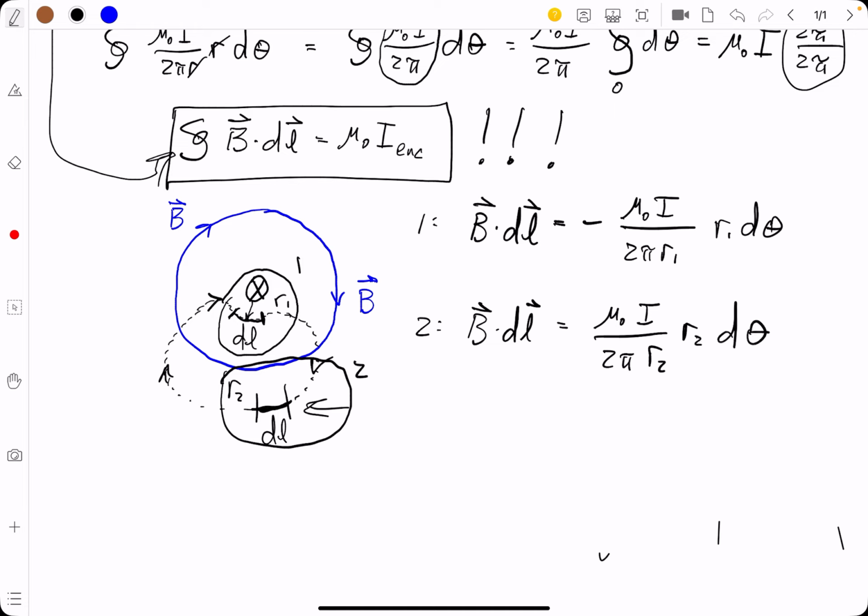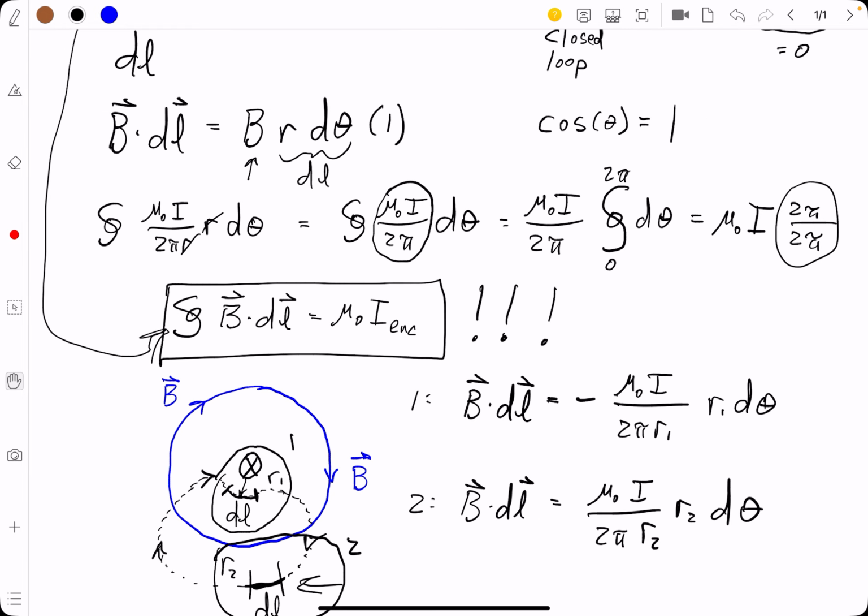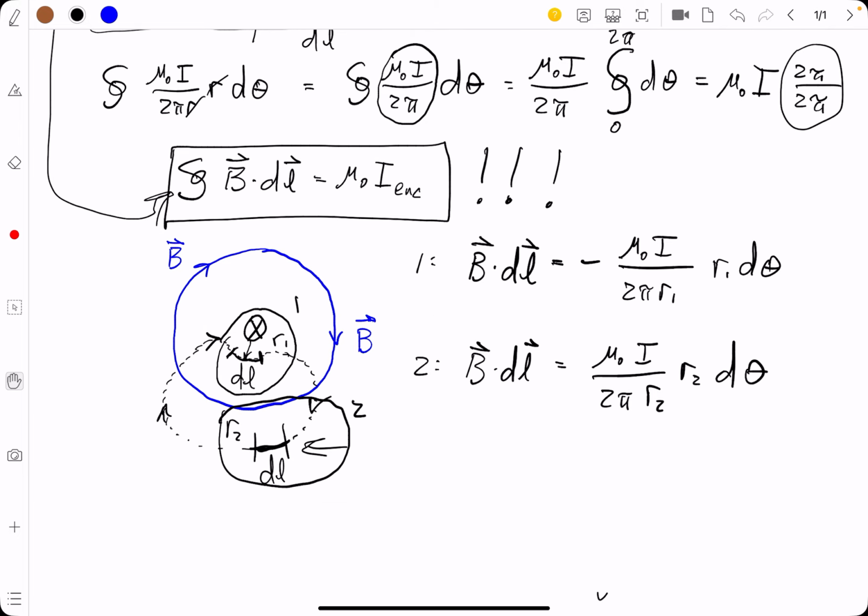Okay, so awesome. And just so that you can see what it is that we're doing, I'm doing this equation right here. I've got those things happening, and all I'm doing is substituting in what B is. We already know that B is equal to mu naught I over 2 pi, whatever the radius is at that point. So for number 1, the radius is R1, and for number 2, the radius is R2.